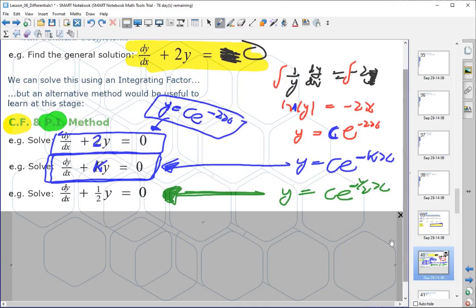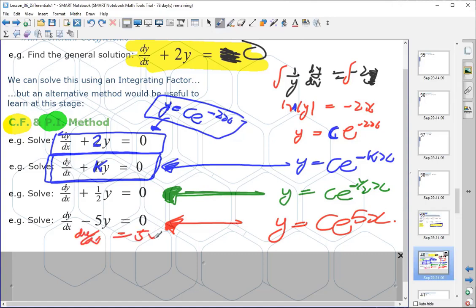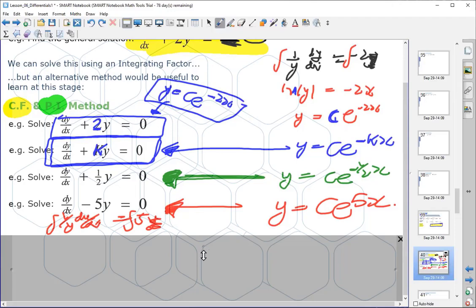Okay, one more. Ce to the power 5x. Lovely. And if you didn't know, what you'd do is you'd write dy by dx equals 5y, and then you divide by the y, and then you'd integrate both sides, and you get ln y equals 5x, and then e to the 5x is your answer. And then there's got to be a constant, so you just put c in front of it. It doesn't make any difference.